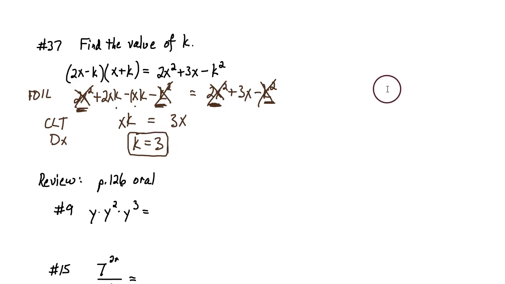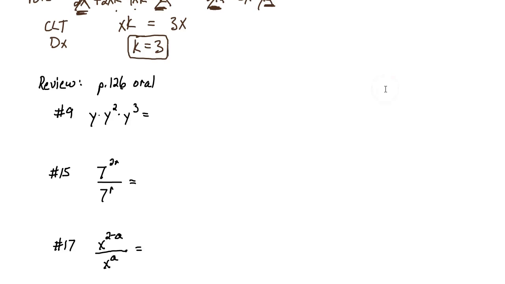For the review assignment, we're going to page 126, the orals, and we're asked to simplify. This is when we were first practicing the exponent rules. Y to the first power times y to the second times y to the third makes y to the 1 plus 2 plus 3. The rule about multiplying variables is to keep the variable and add the exponents. The answer is y to the sixth power.